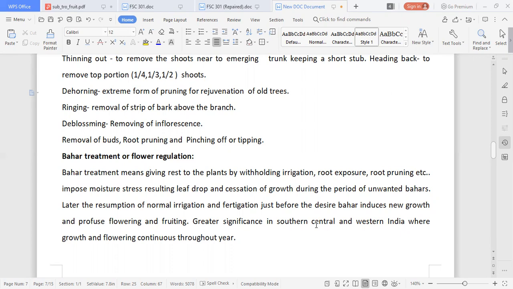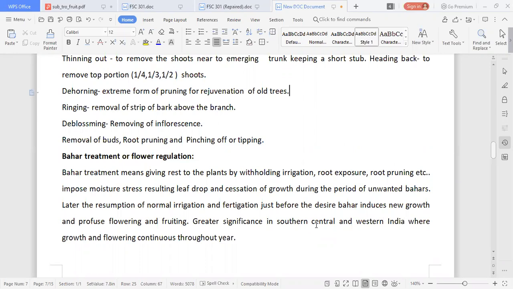When you want a particular bahar, 2 months before that, the plant surely requires some resting or breaking period. So there will be withholding of water and nutrients, exposure of roots, pruning of roots. After that, heavy irrigation as well as manuring. By that way, the plant will be encouraged to give more flowers as well as fruit. So this is Bahar treatment. We are going to see this.